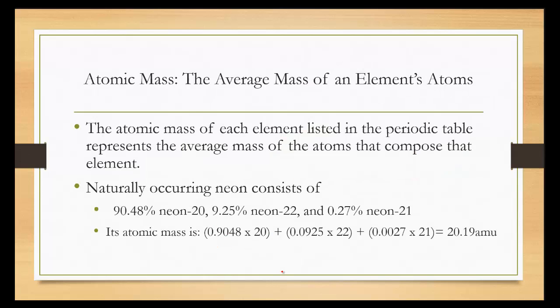The atomic mass of each element, listed in the periodic table, represents the average of the mass of the atoms that compose the element. So the average of the isotopes. And it takes into account the relative abundance of these isotopes.